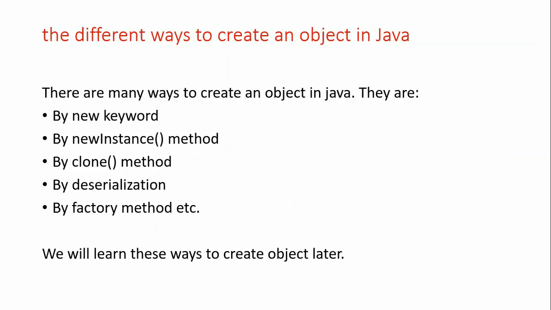Hope you understand. And there are other ways possible for creating an object besides the new keyword. Till now we know only this way, using the new keyword to create an object. There are other ways: the newInstance method, clone method, deserialization, and factory method. These are not required now, so we will see them later.